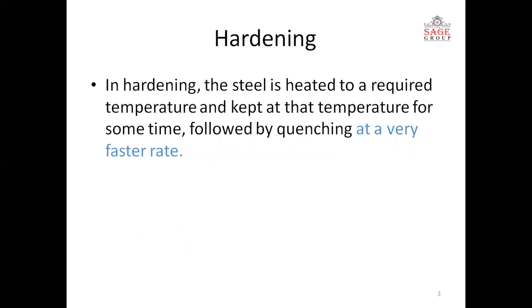In hardening, the steel is heated to a required temperature. This temperature depends on the composition of the steel, in terms of the carbon, and the steel is kept at that temperature for some time, followed by quenching at a very fast rate. So it is just the opposite of annealing, in which a very slow rate of cooling is used. In hardening, a very fast rate of cooling is required.